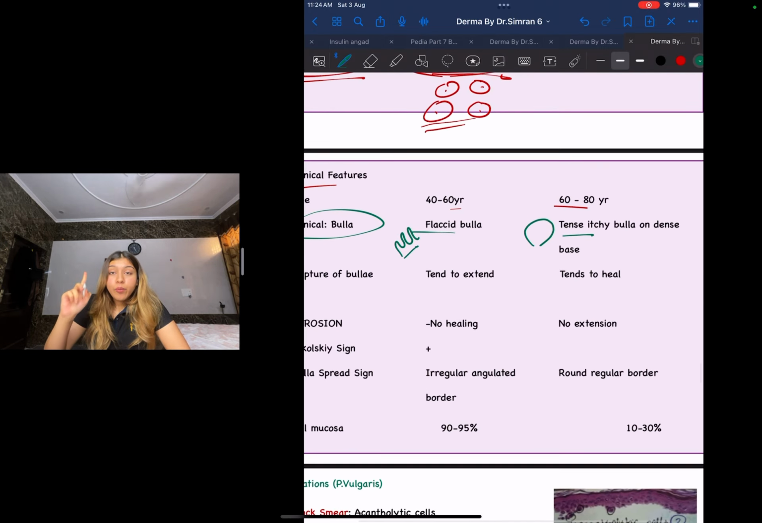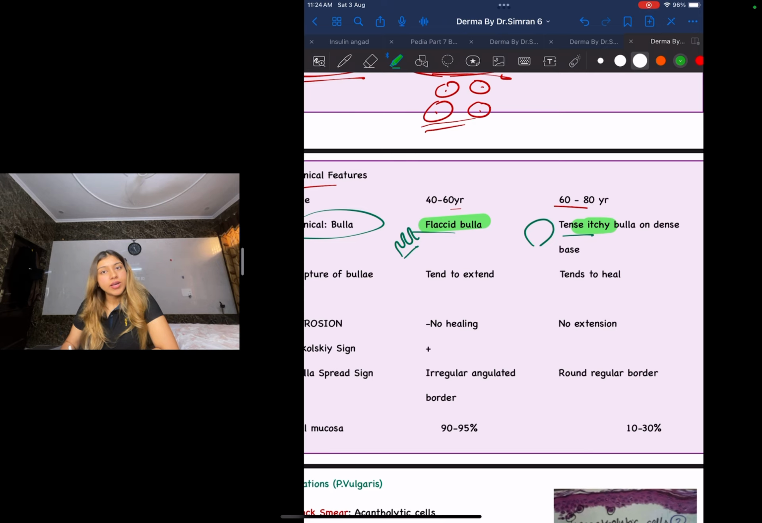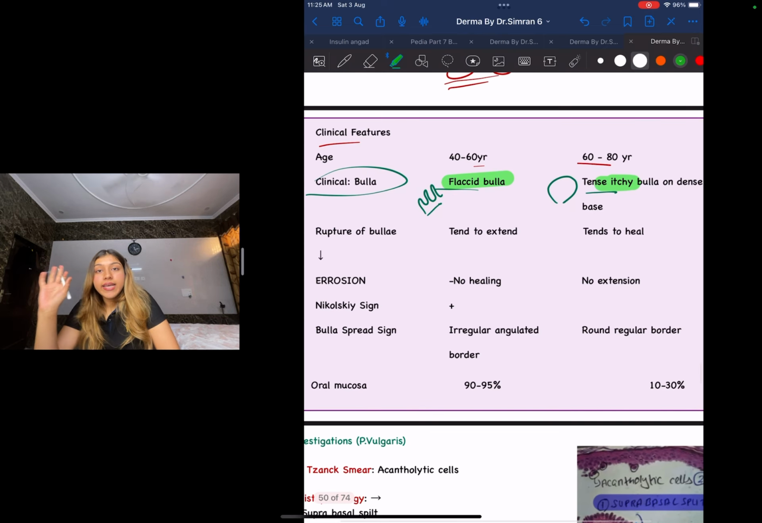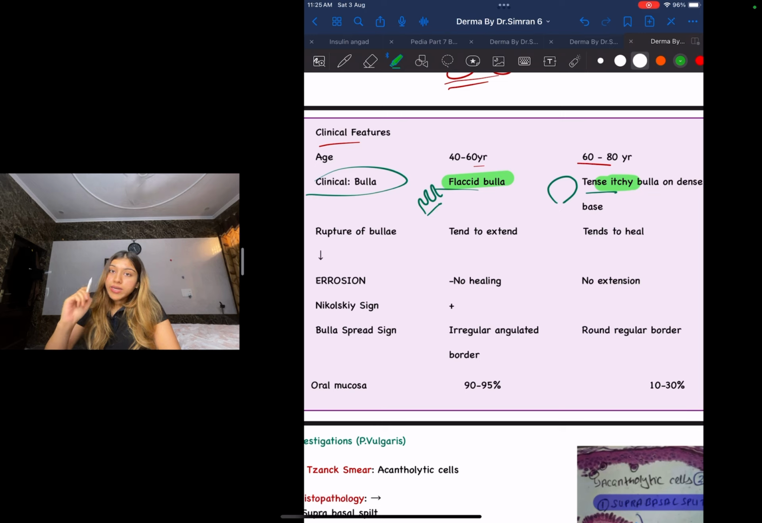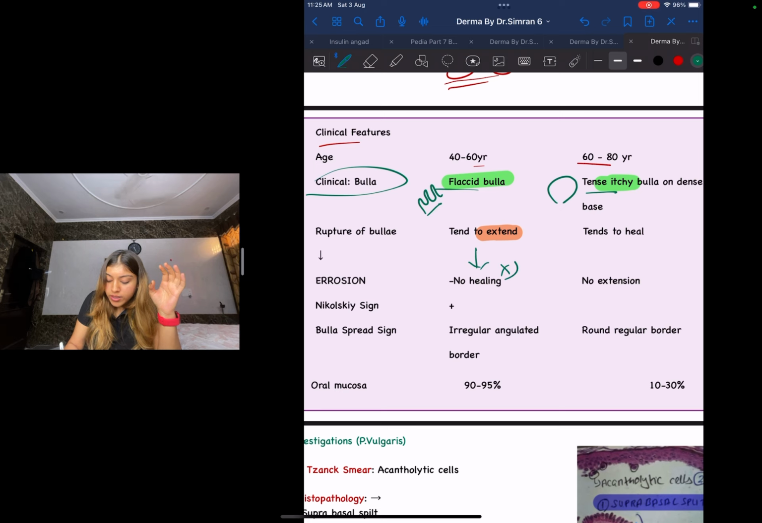One more thing that you need to remember, this bulla is going to be itchy. It is going to be an itchy bulla. Flaccid bulla is seen in pemphigus vulgaris. Now guys, if the bulla ruptures, what happens in pemphigus vulgaris? Since it is a flaccid bulla, when it ruptures, it will extend. And since it will extend, use common sense and tell me, something that is extending, will it heal easily? No. So in patients with pemphigus vulgaris, the bulla ruptures, it extends, and extension will lead to no healing.